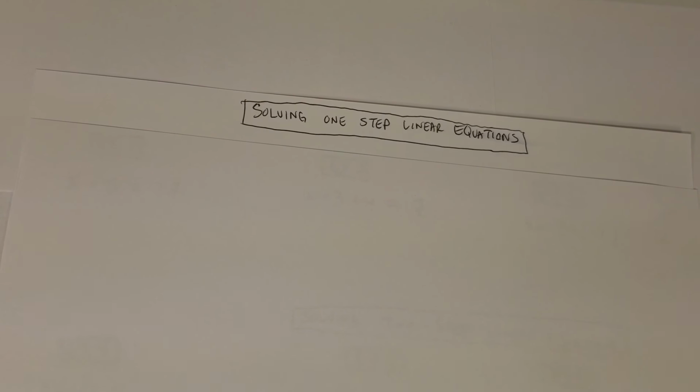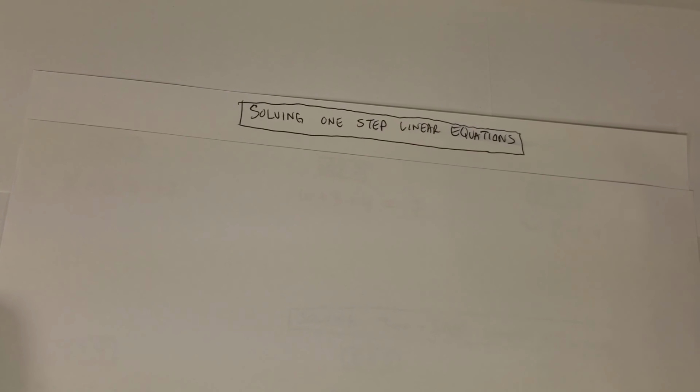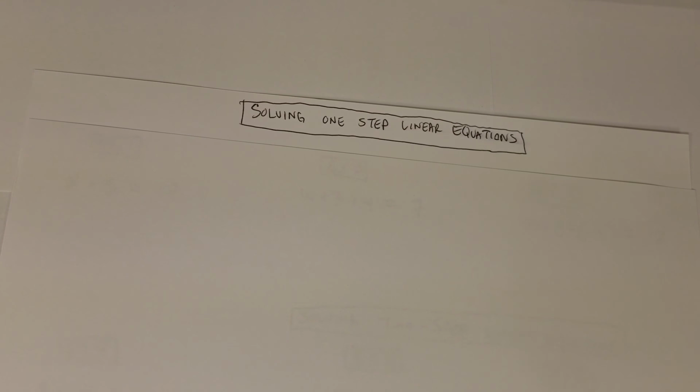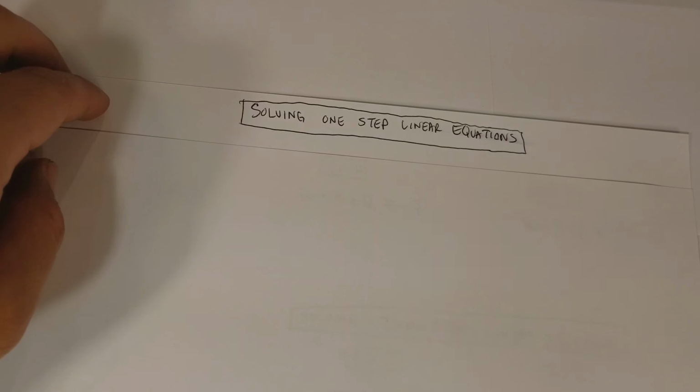Okay guys, so in this lesson we're going to be talking about solving one-step and two-step linear equations. What that means is basically you want to get the x by itself, or solve for x, in a linear equation. A linear equation basically has one single variable. Typically we like to use x as the variable in the equation. So we'll do a couple examples.